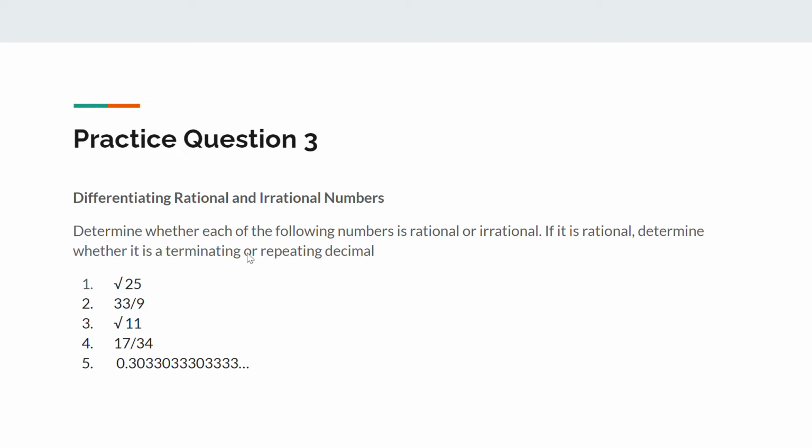The third question, differentiating rational and irrational numbers. Determine whether each of the following numbers is rational or irrational. If it's rational, determine whether it is a terminating or repeating decimal. Since there are 5 questions, I'll give you 50 seconds to work on these, starting from now.